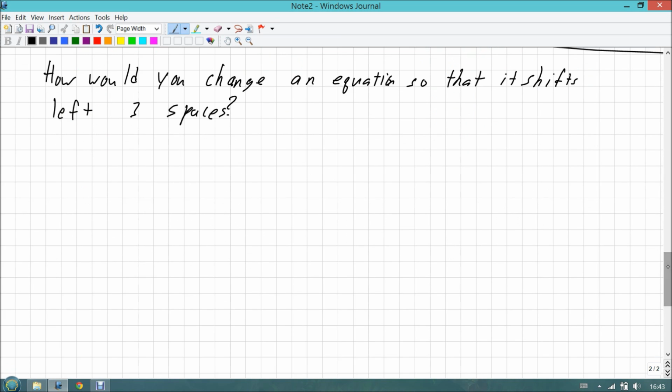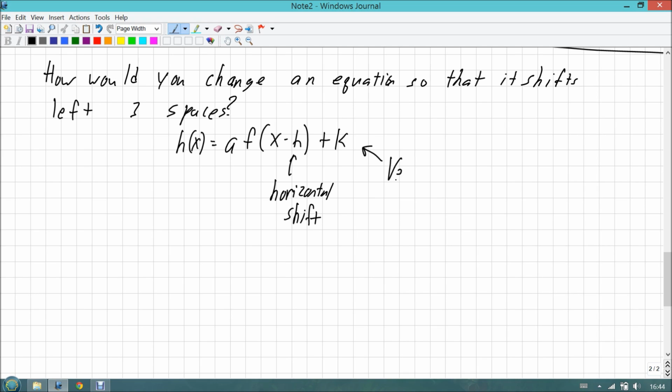Well, if we remember, our original thing said the new equation is equal to a times the old equation of x minus h plus k. The h controlled the horizontal shift. The k controls the vertical shift. And the a controlled stretch. Well, I'm going to call that orientation and scaling.